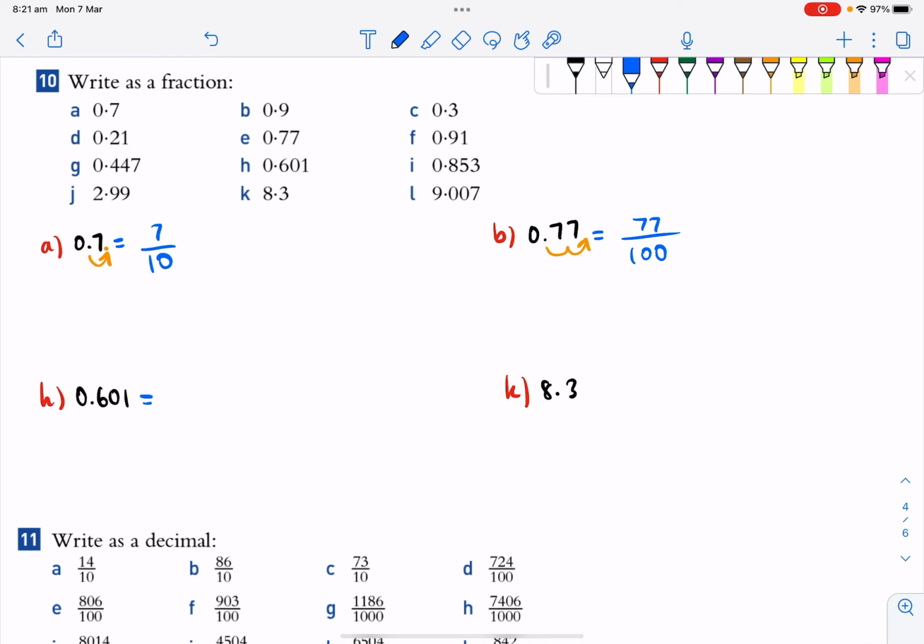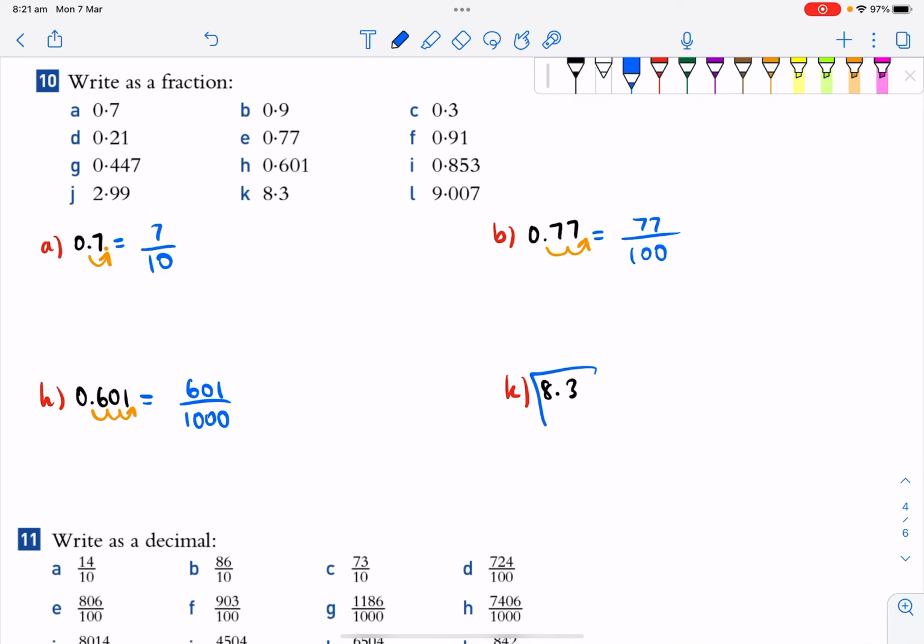All right, over here, write 601 in the numerator. And then decimals, move it the number of places that it needs. So 1, 2, 3. That's 3 decimal places that you moved. So that means we do 1,000 this time, because 1,000 has 3 zeros.